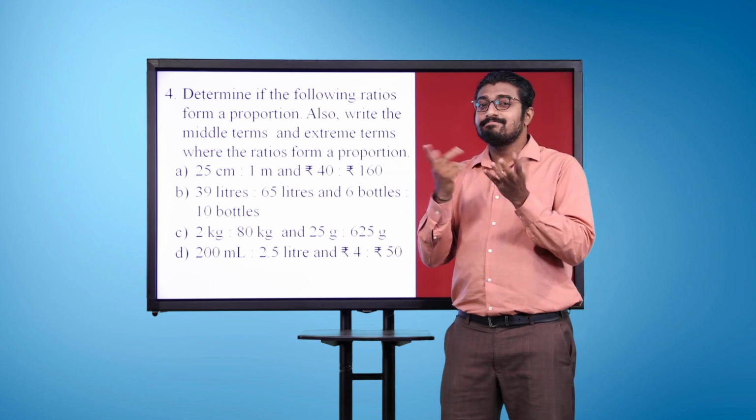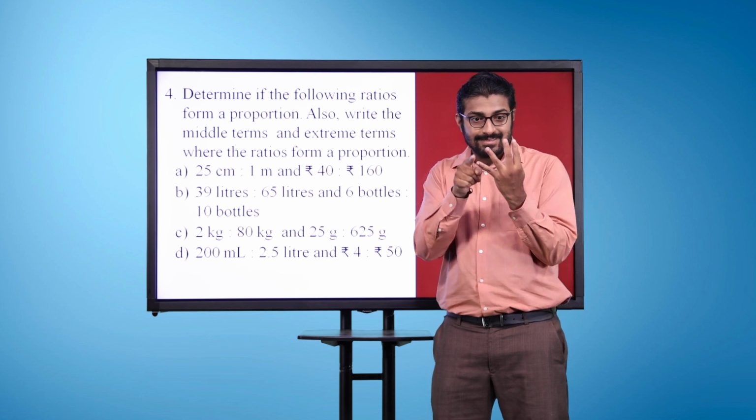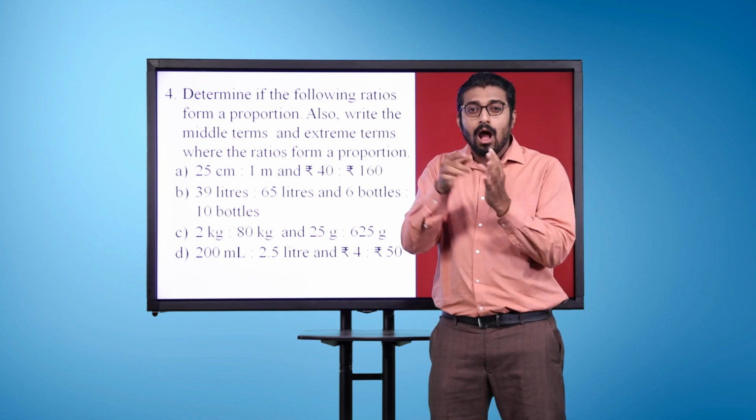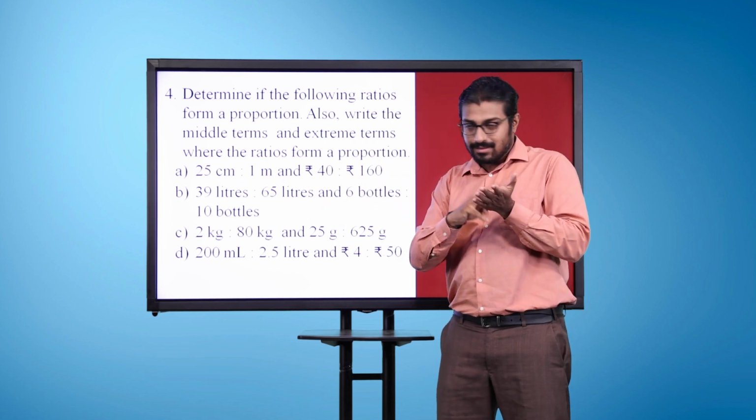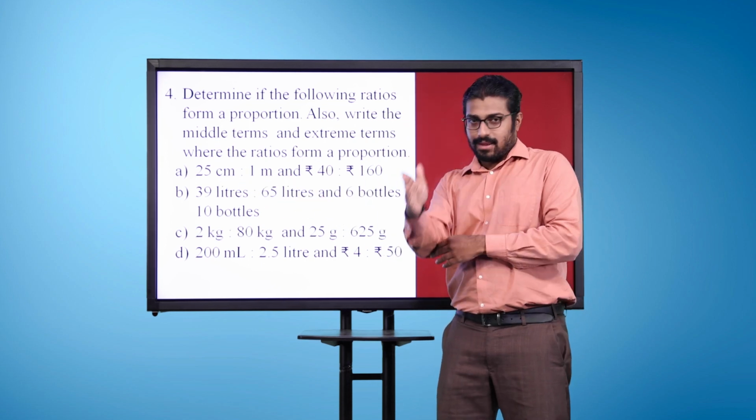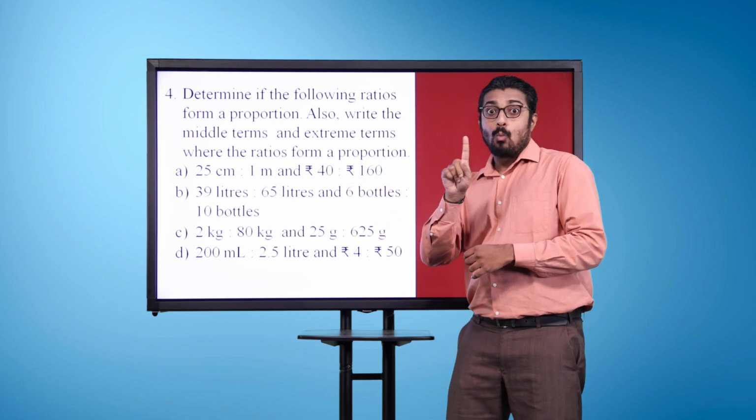4. Determine if the following ratios form a proportion. Also write the middle terms and extreme terms where the ratios form a proportion. A. 25 centimeters is to 1 meter and 40 rupees is to 160 rupees.